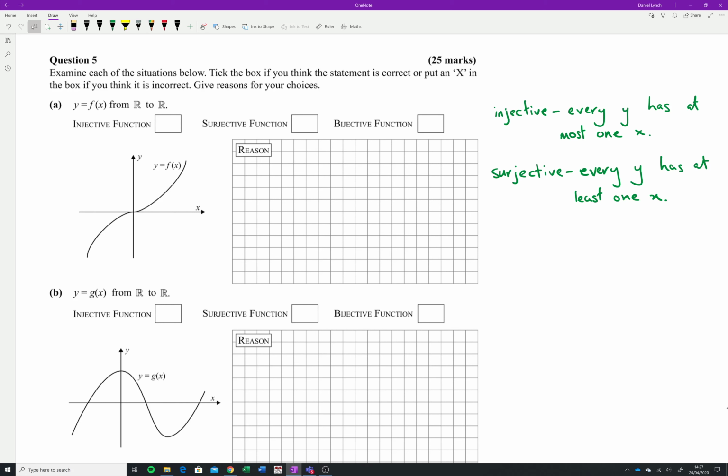Hi gents, we're going to correct now this piece of work that I let you try out. This was to do with being injective, surjective, bijective.